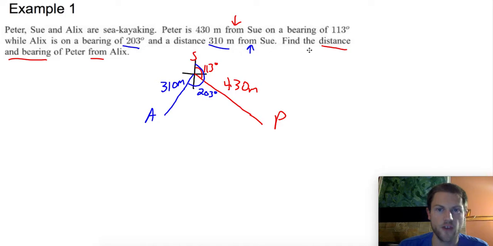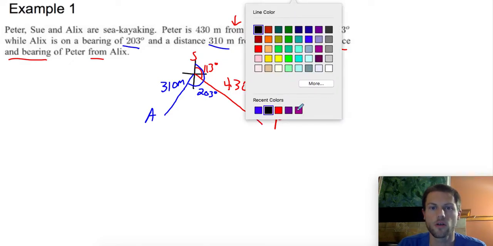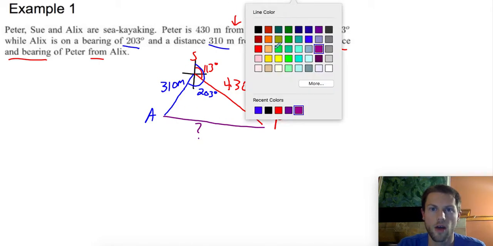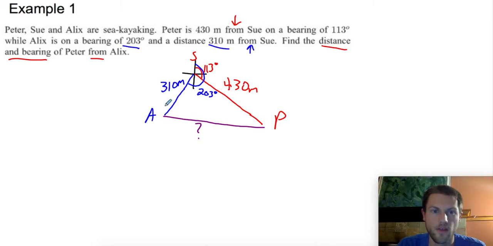The question is to find the distance and bearing of Peter from Alex. So if I'm coming from Alex, I want to know what the bearing is from here to here. So what I'm looking for is two things. I'm looking for, let's go purple here, this distance, however far away Alex is from Peter. This is what I want to know. And I want to know what the bearing is from Alex to Peter. So another way of saying this is, if I had a compass right where Alex is, what is this angle going to be from north to this purple line?